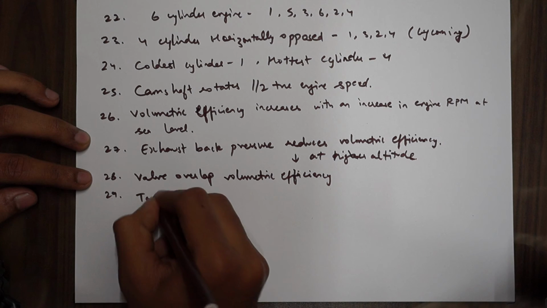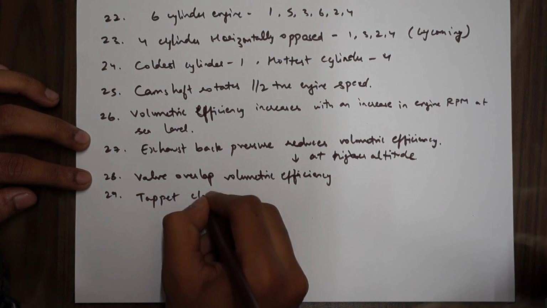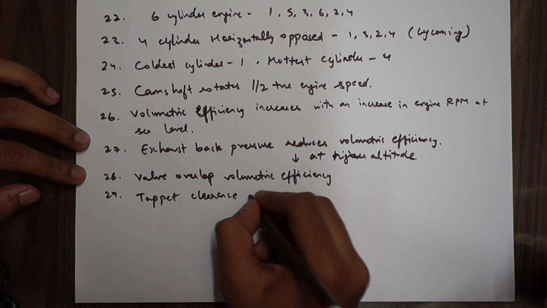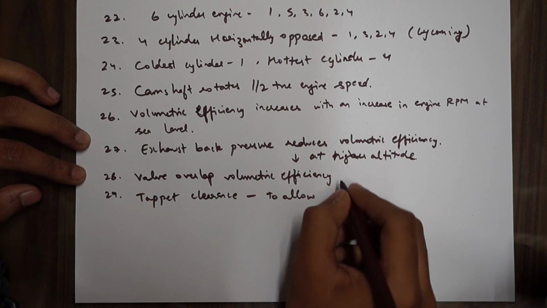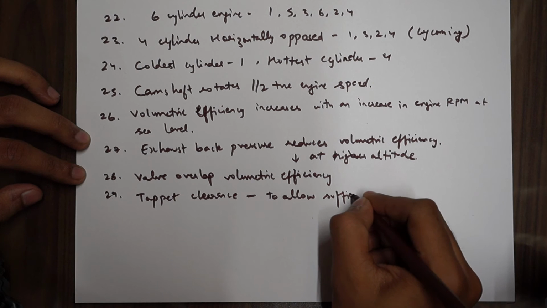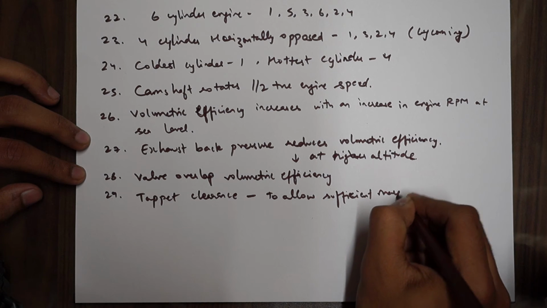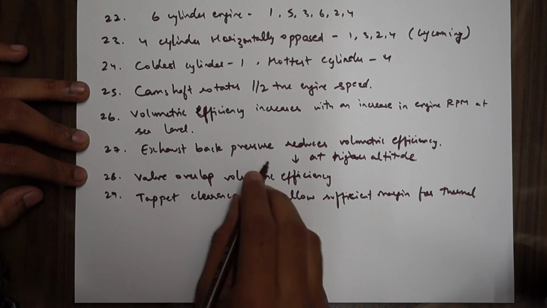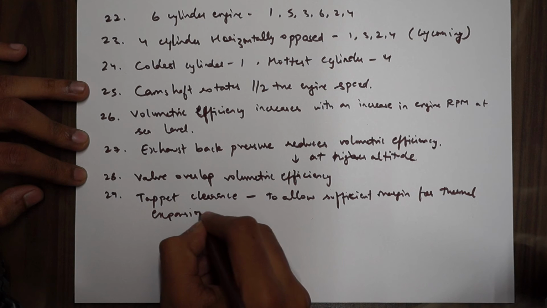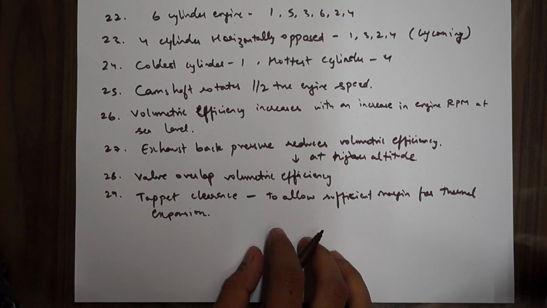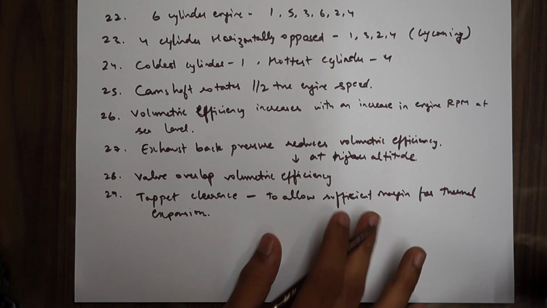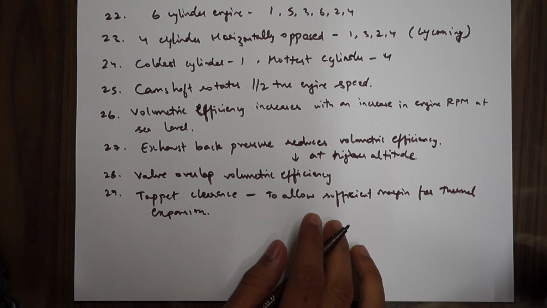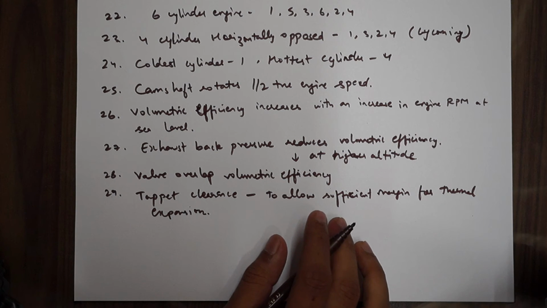29. Now there's something called tappet clearance. I had discussed the word only, though I had not explained much on it. So now, tappet clearance is to allow sufficient margin for thermal expansion. Okay, so tappet clearance is used to allow sufficient margin for thermal expansion. Generally we use hydraulic tappets to reduce noise and maintenance, since they are much better.